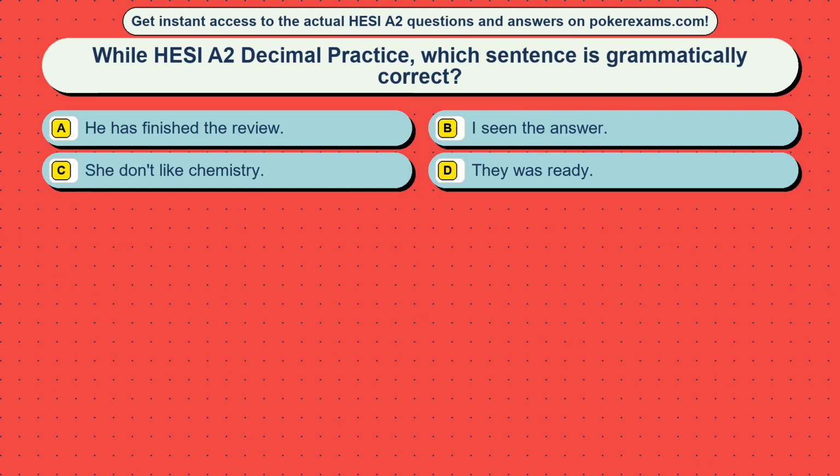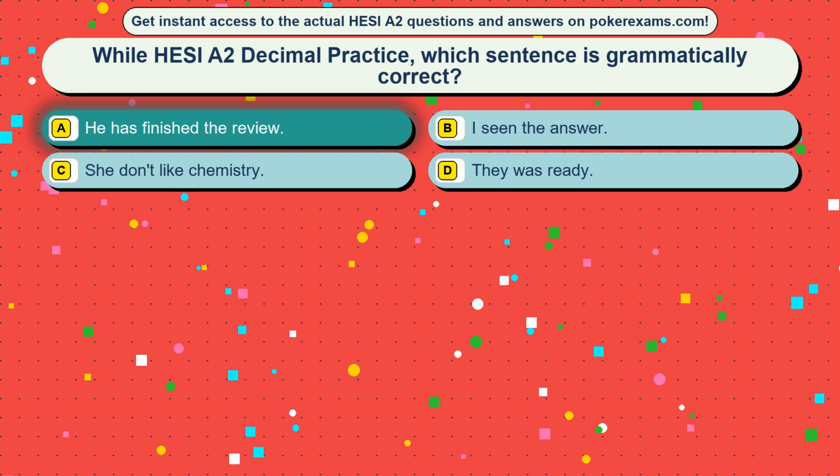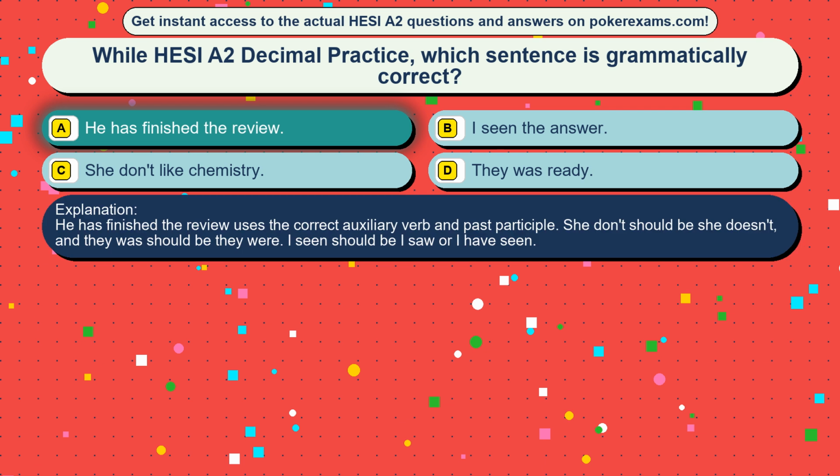Question 7. While HESI A2 Decimal Practice, which sentence is grammatically correct? Option A. He has finished the review. Option B. I seen the answer. Option C. She don't like chemistry. Option D. They was ready. The correct answer is option A. He has finished the review. He has finished the review uses the correct auxiliary verb and past participle. She don't should be she doesn't, and they was should be they were. I seen should be I saw or I have seen.